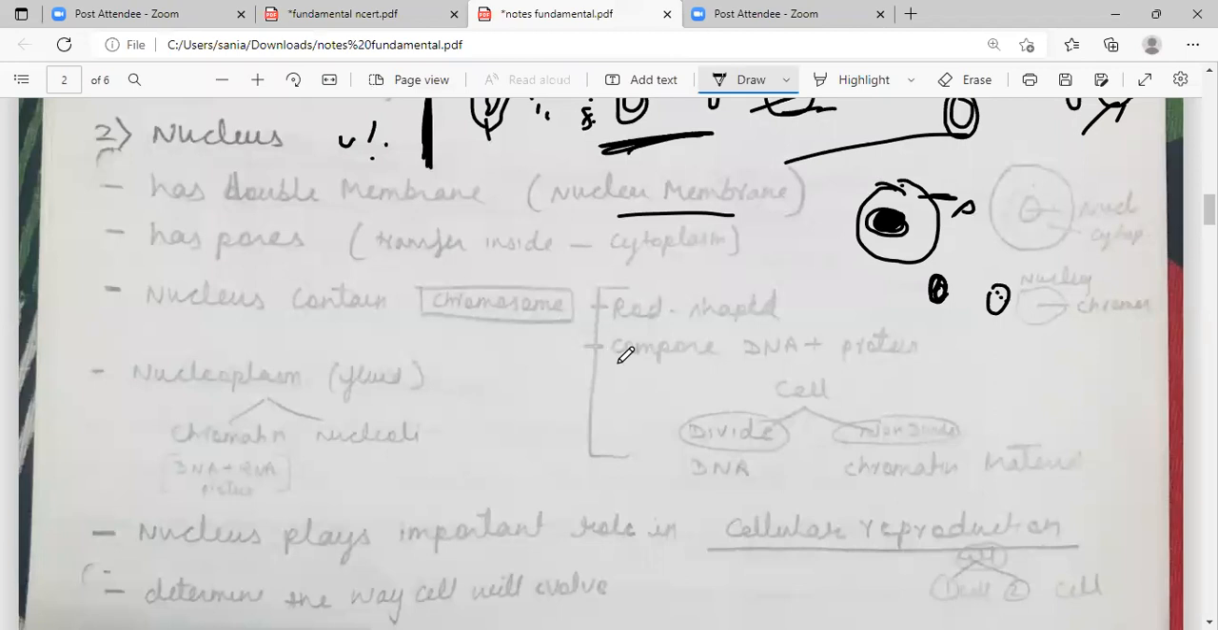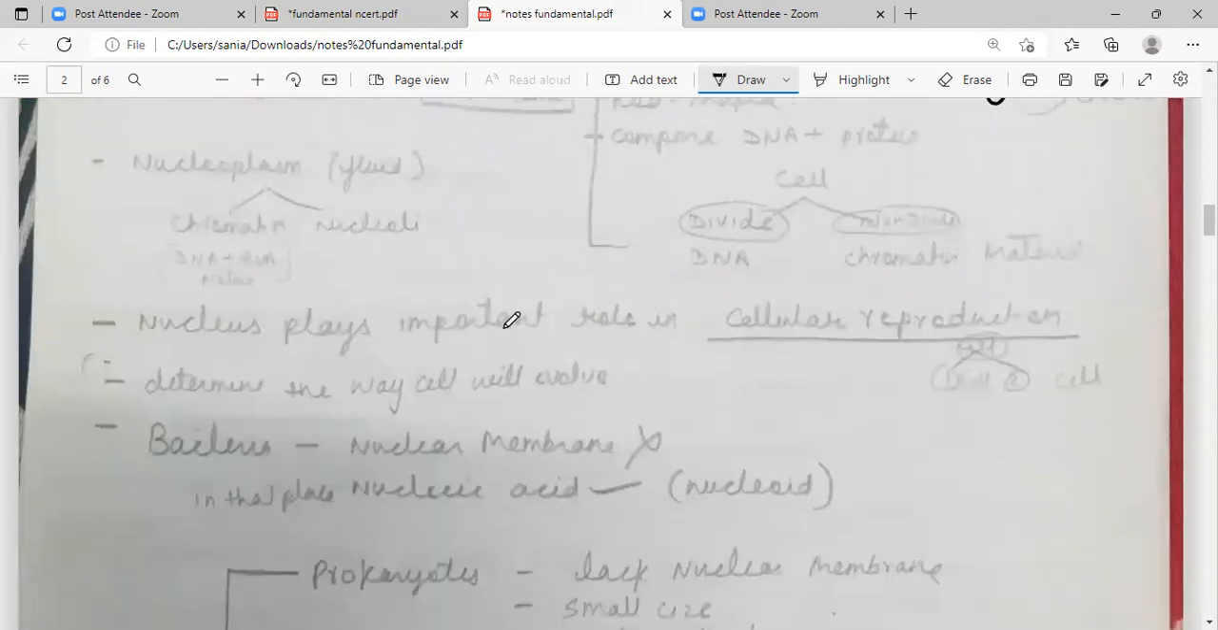What are the qualities of chromosomes? They are rod shaped, plus they are made up of DNA and protein. Clear? Yes. Okay. Now the nucleus plays an important role in cellular reproduction. Cellular reproduction is basically when from one cell, two cells are produced. So in cellular reproduction, the nucleus plays an important role. For example, this is the cell, it is dividing and forming two new cells. How these two new cells will look, what will be the shape and size, is determined by the nucleus itself. Okay, clear?